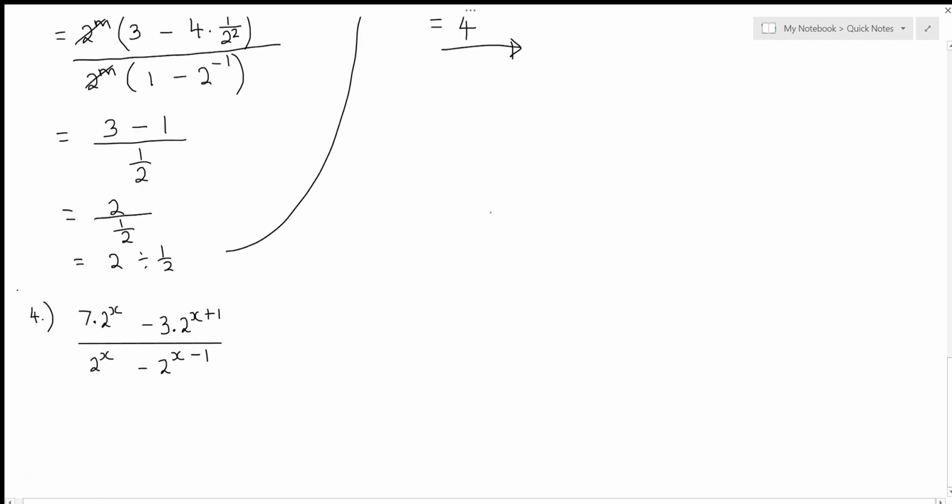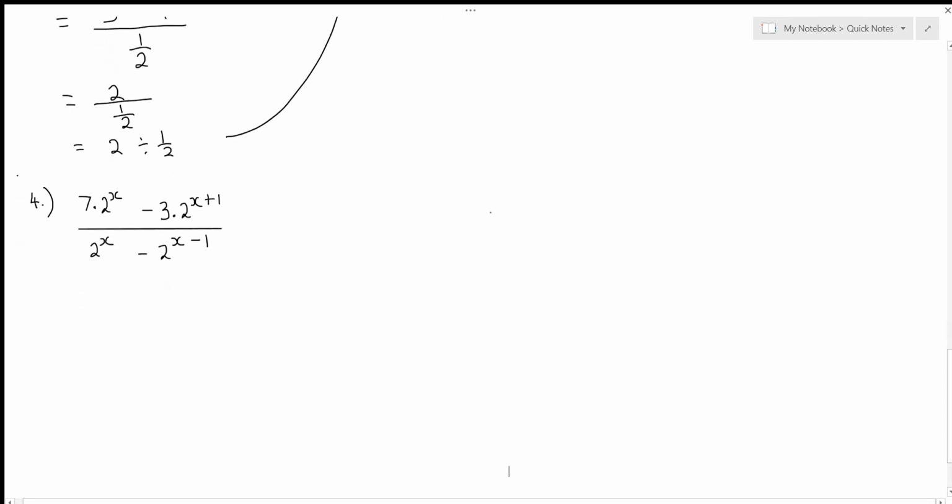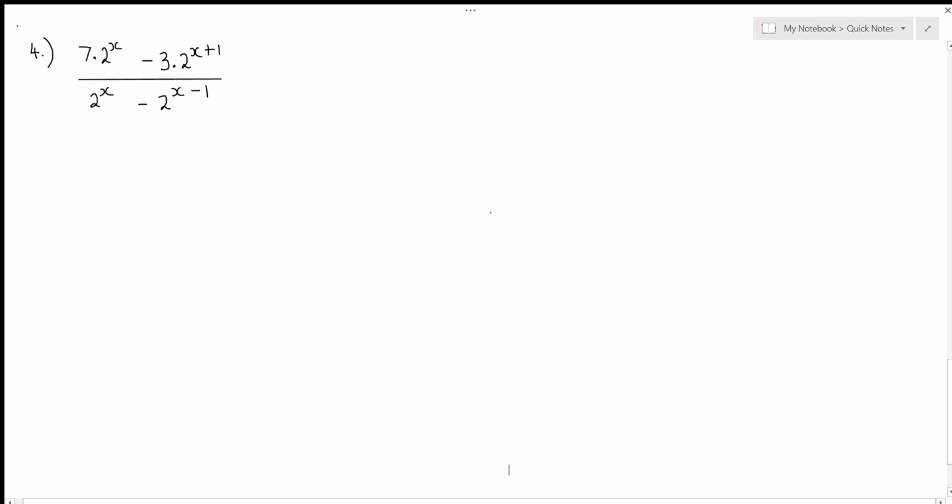Okay, so we have one more. We're going to have a look at this last one. So we have 7 times 2 to the power of x. So maybe pause the video, try this one on your own. Okay, so we're going to separate them. We've got 7 times 2 to the power of x minus 3 times 2 to the power of x times 2 to the power of 1, over 2 to the power of x minus 2 to the power of x times 2 to the power of negative 1.